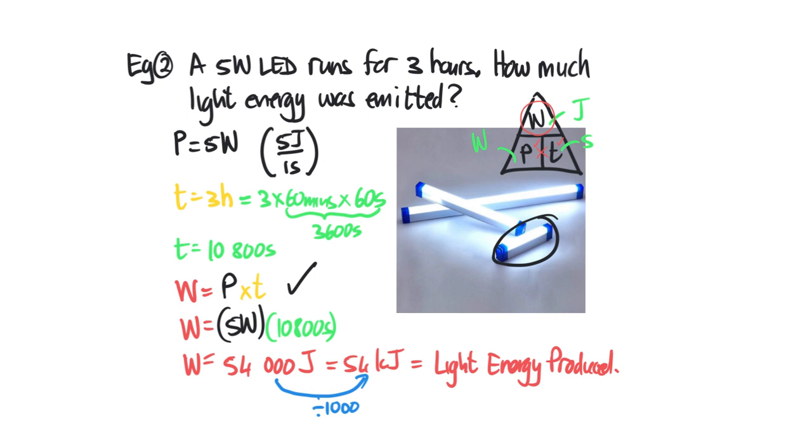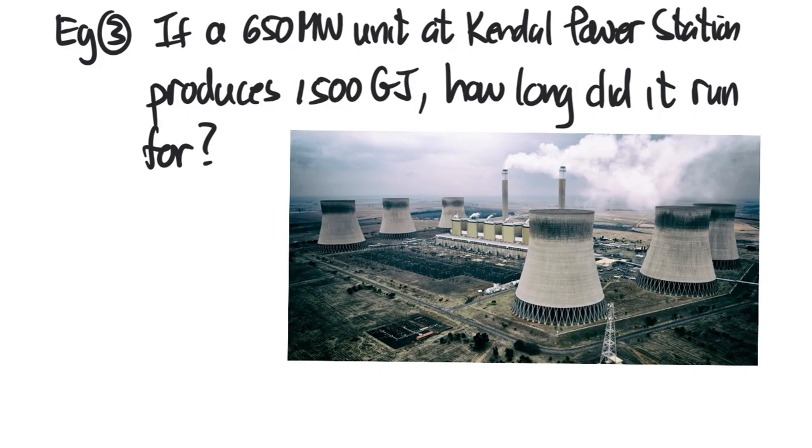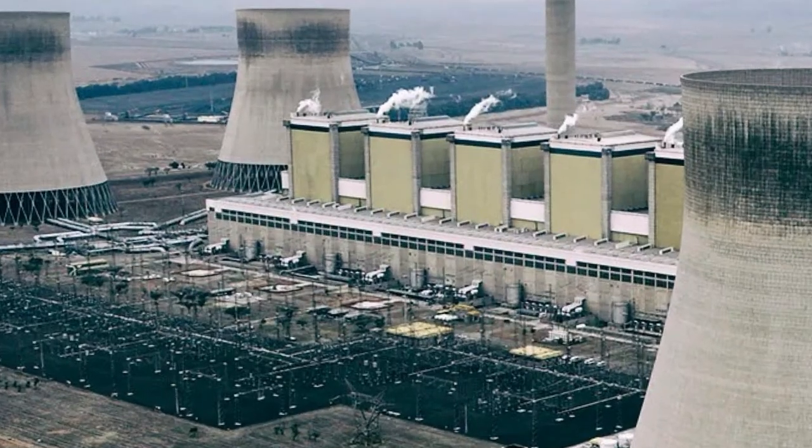Let's now look at a third example, and this will be the last example we will do in this video lesson. So in example 3, we're considering one of the 650 megawatt units at Kendal Power Station. So if I zoom out, this would be one of the units. This would be one of the units. And this would be a cooling tower here. And this is a stack, a smokestack, where the gases that are produced from the burning of the coal leave the units.